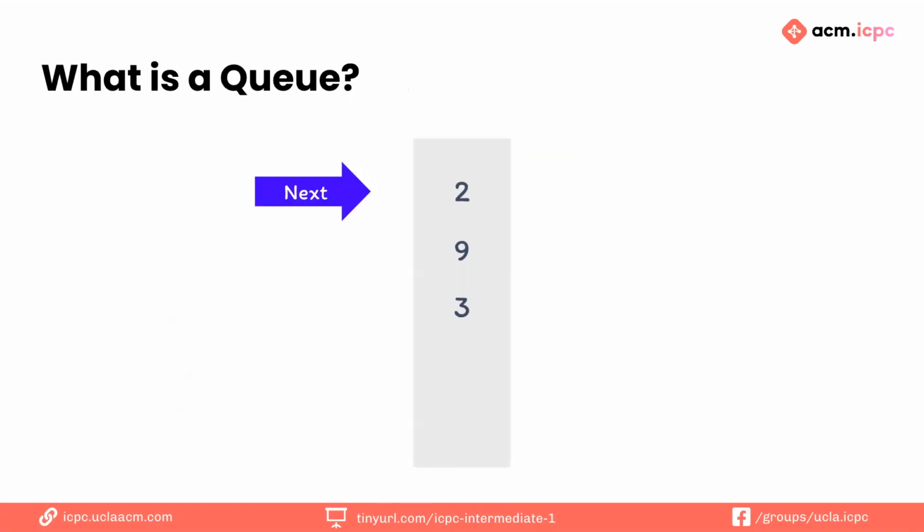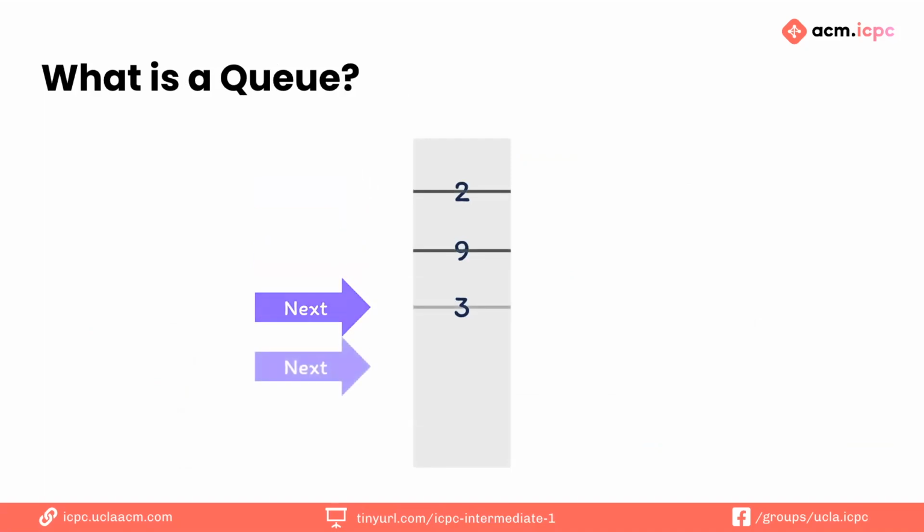So just to give you a quick example of what I mean by that, if you add 3 numbers into a queue like this, then you go through them in order from top to bottom.